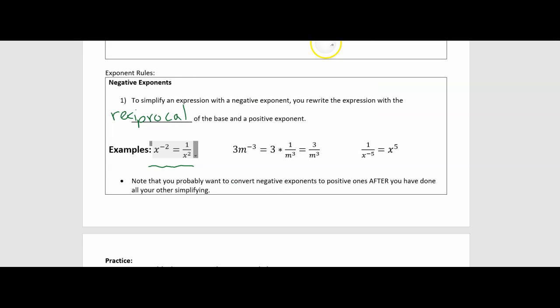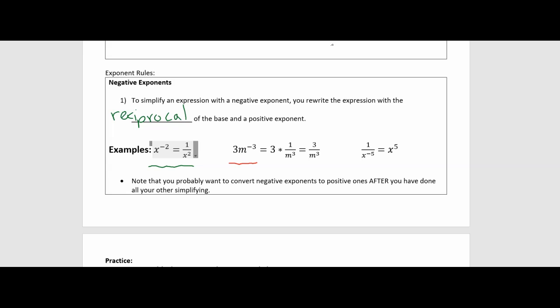Here, in our second one, we have to be a little careful because this negative 3 exponent is only being applied to the m, right? So we're not going to move the 3 at all. The 3 is going to stay in the numerator. It's the m that's going to move to the denominator when we take the reciprocal of m. So 3 times 1 over m cubed gives us 3 over m cubed.